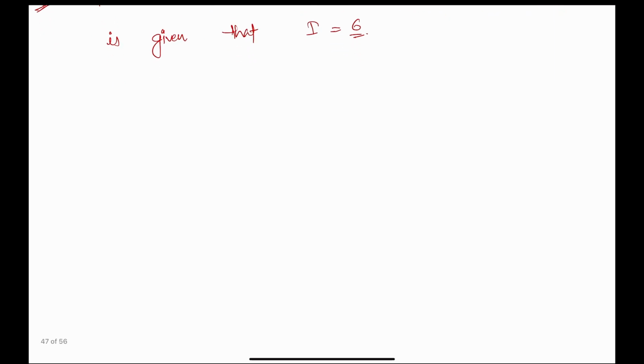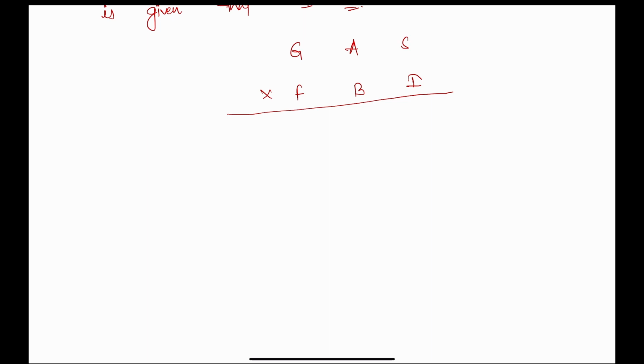So the question is G A S multiplied with FBI. When we multiply this, so what is happening?